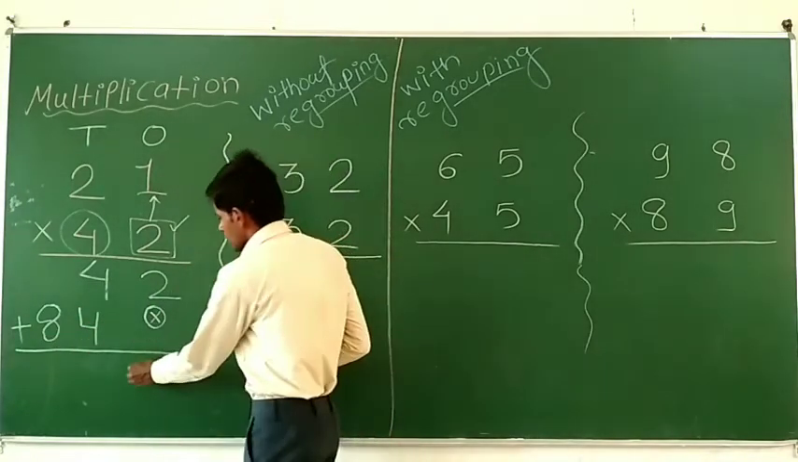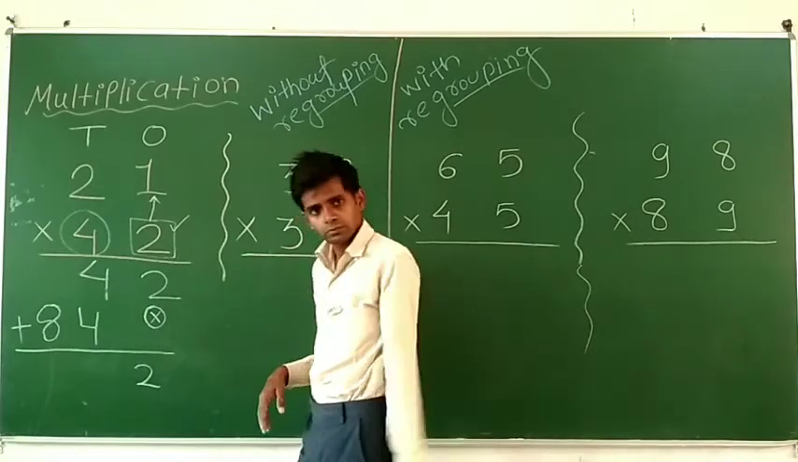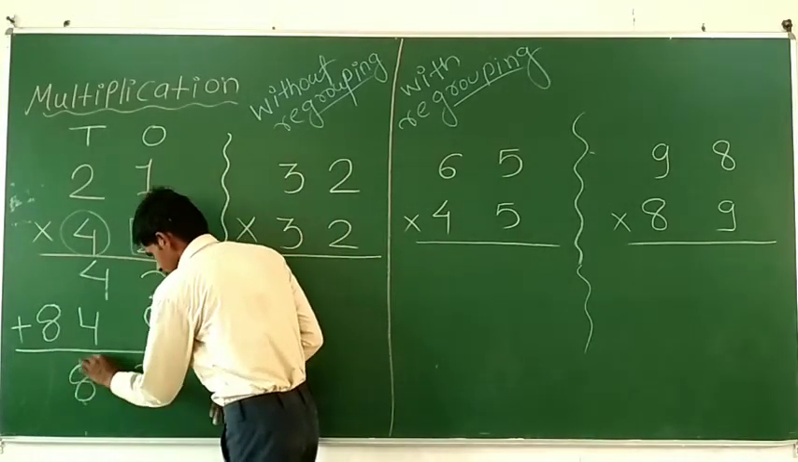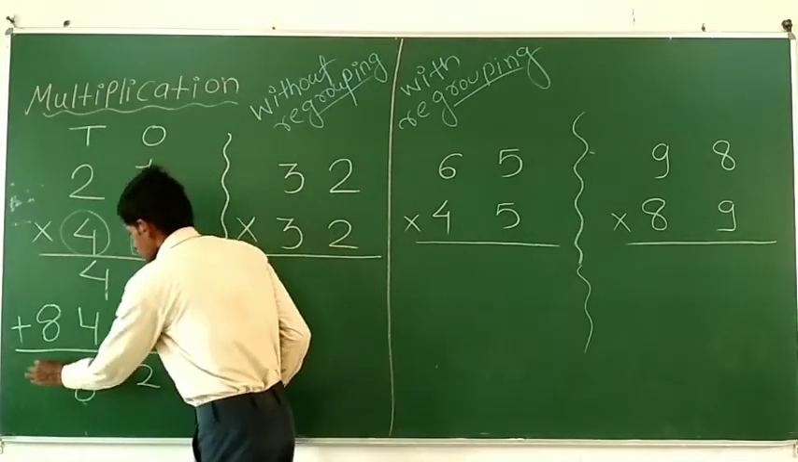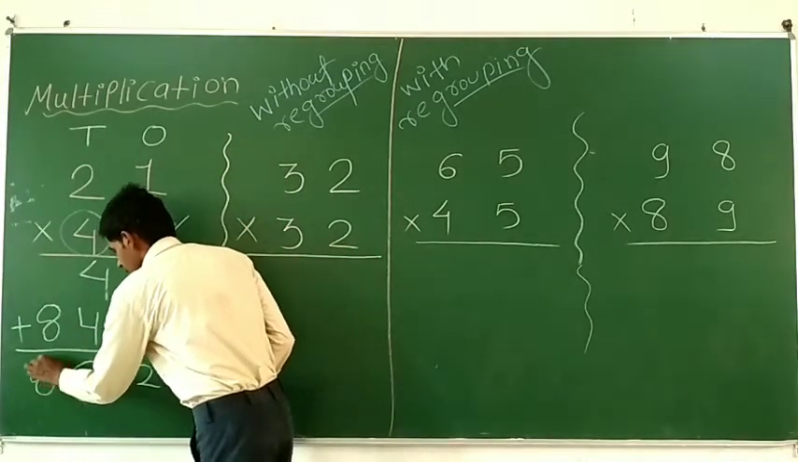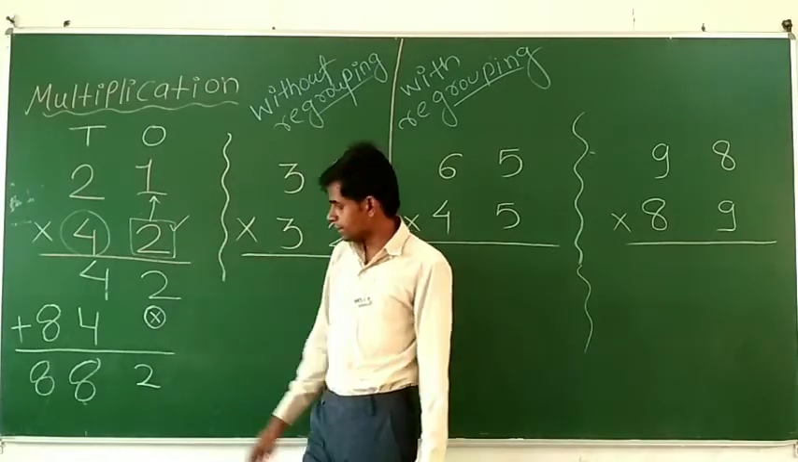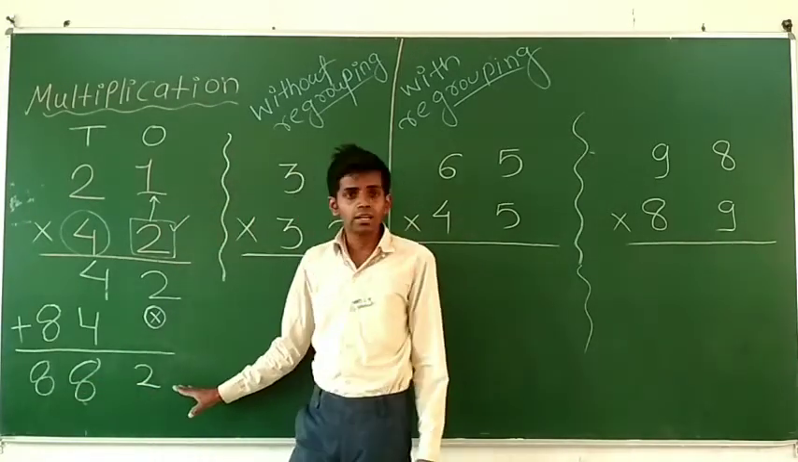So 2 plus 0 we will get 2. Okay, 4 plus 4 is 8, and this 8 will come as it is at the hundreds place. So the multiplication of 21 and 42, we will get 882, which is the product.